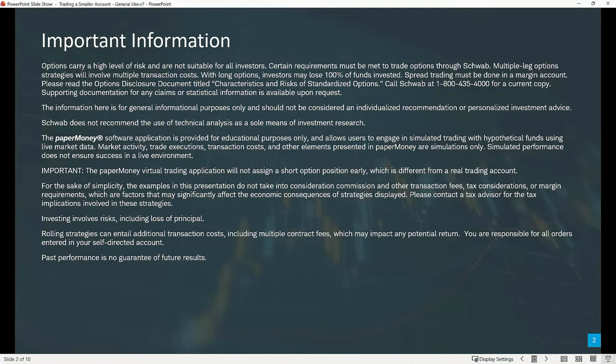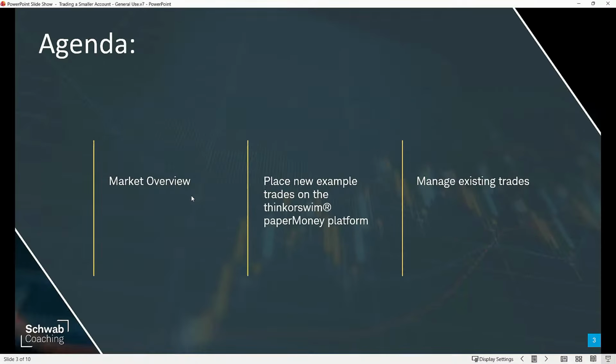Just before we get into the thick of things, a quick reminder that options do carry a high level of risk and aren't suitable for all investors. Also know that we use the paperMoney software application on the thinkorswim desktop platform. It is a brilliant place to learn. Make sure you understand your trading plan, your trading strategies, and the mechanics of how to place trades and exit trades on this platform before you consider doing that in a live account. There are some nuances and differences between a live account and a paperMoney account. One is that short option positions will never be assigned early in paperMoney. That can happen in a live account.